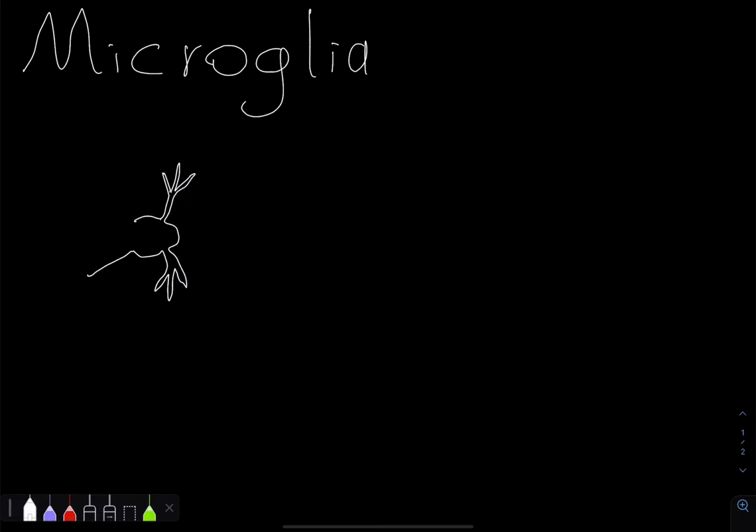Next, we have microglia. They look similar to astrocytes. When they're not activated, they kind of sit in place, and they have these little branched extensions. So let's attempt to draw that. So they look kind of like this.